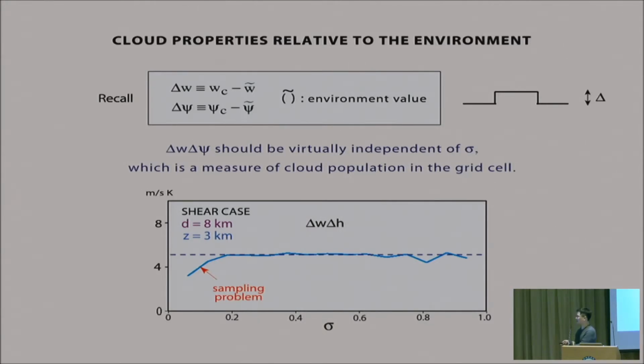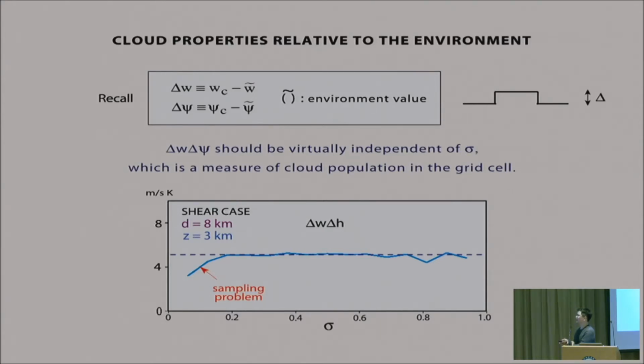So this is the sigma of our shear case, and this number shows this cloud environment product of delta W delta H. You see that this number is actually independent of the sigma. So the product of the cloud environment difference shows actually the convection strength. So this is not saying that the fractional area covered by the convective clouds.